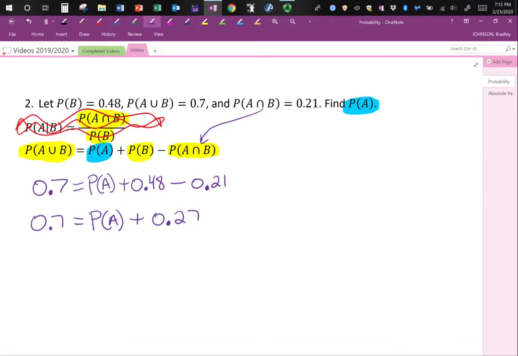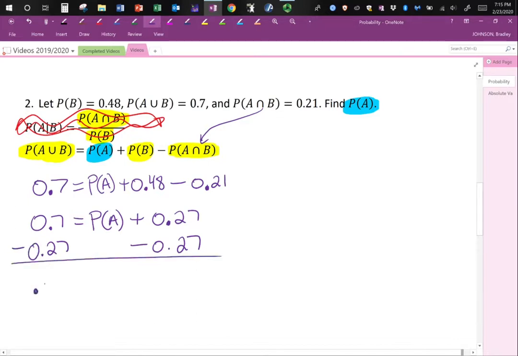Now, we need to solve for the probability of A. In order to move the addition of 0.27 away, we need to use subtraction. So I'll subtract the 0.27. And then 0.7 minus 0.27, use your calculator, you should get 0.43. And this would be equal to probability of A. And then we would be all done. We've simplified fully.